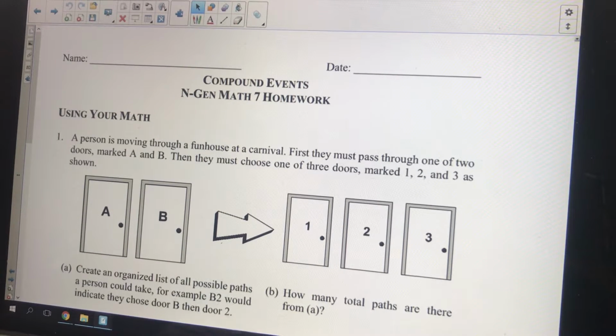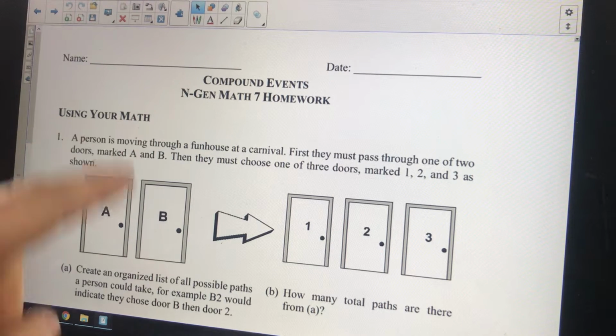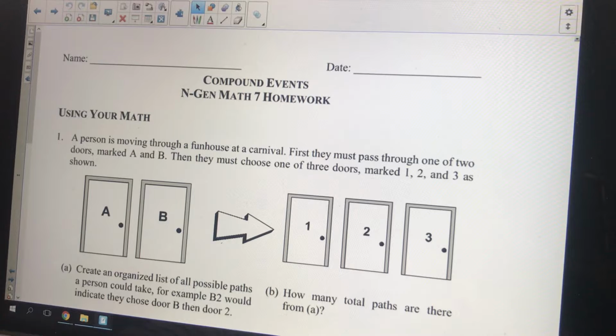I'm working on the compound events homework, starting with the "Using Your Math" section, okay? I hope things are going well and that you're able to follow through. Again, at any time, pause the video, all right? We're really just trying to check to see if you got the same answers as I did, okay?